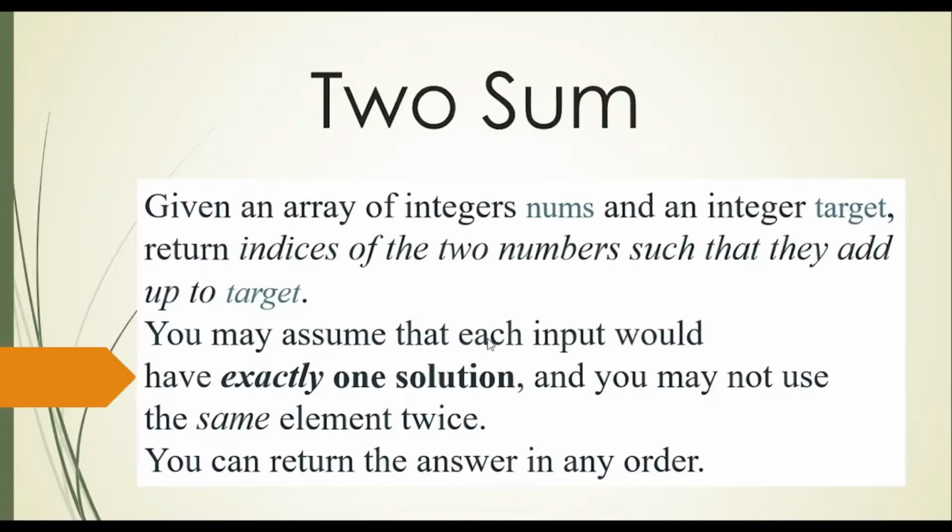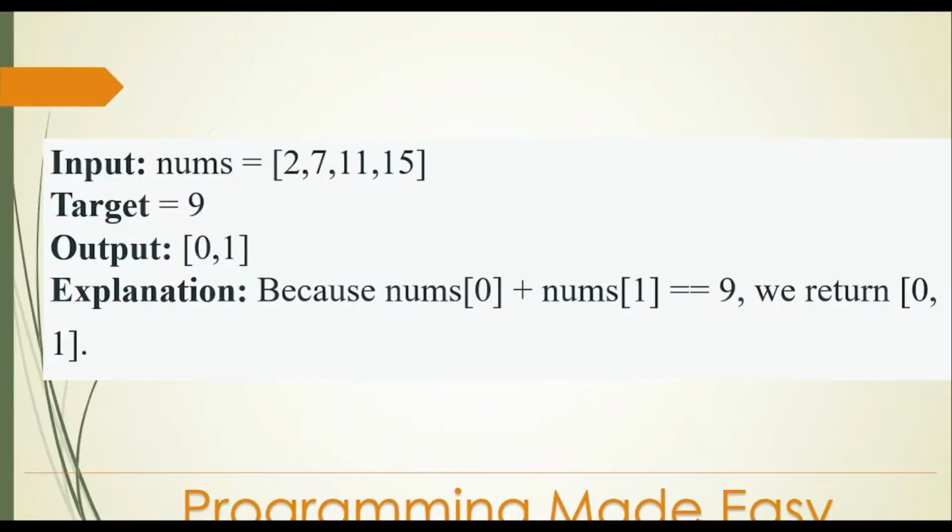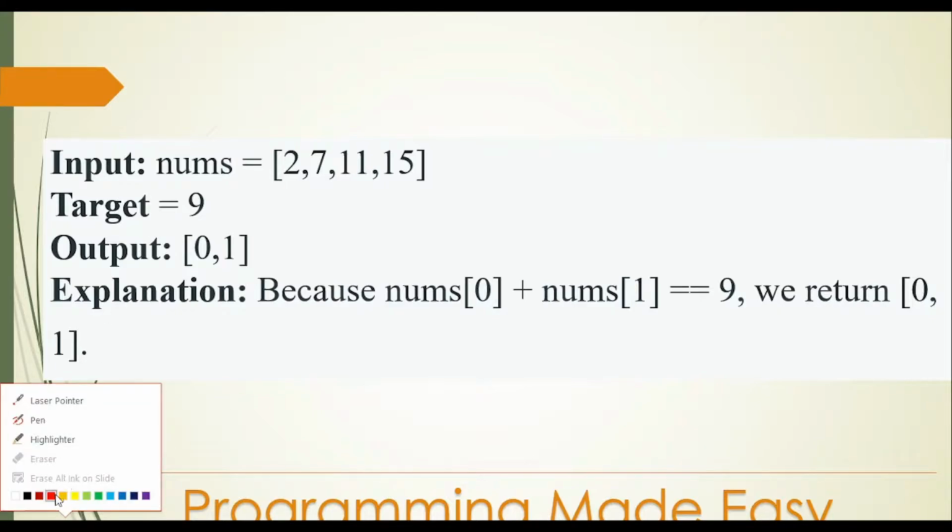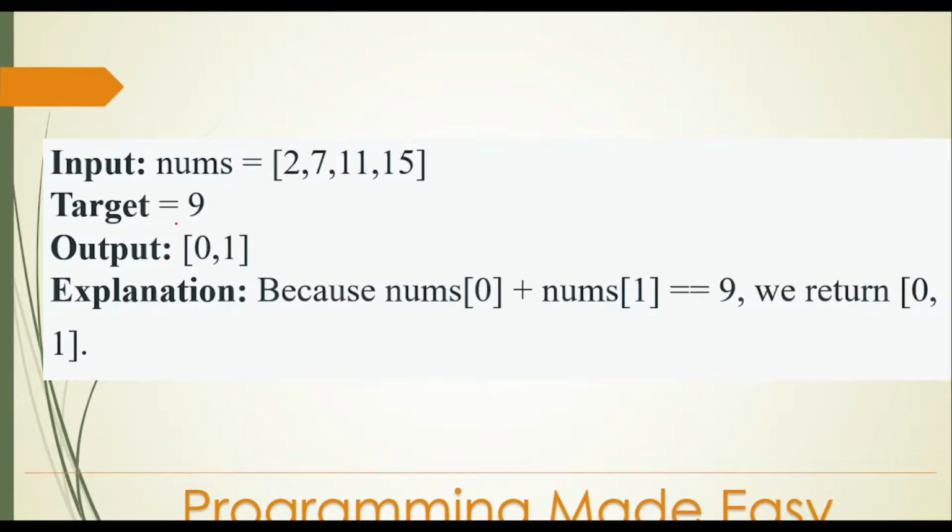Okay, you may also assume that each input would have exactly one solution and you may not use the same element twice. You could return the answer in any order. So basically what that means is, guys, let us say there is an input of 2, 7, 11 and 15. Okay, so now the target is 9. So what is the possible output? 2 plus 7 is 9. So the output is 0 and 1. Okay, and in this we could not use an element twice.